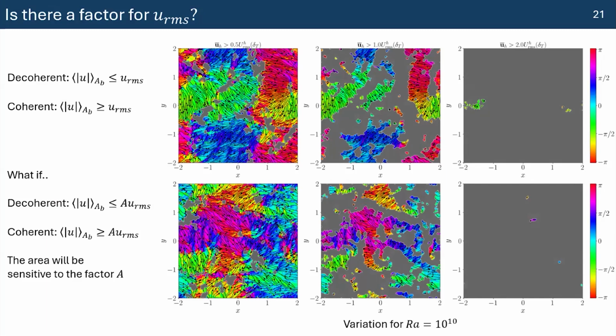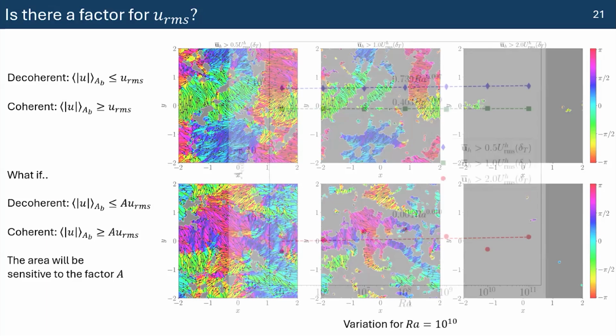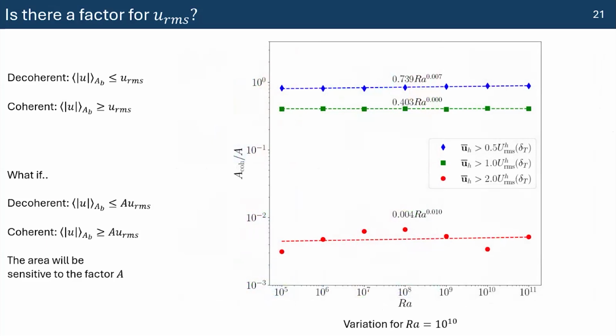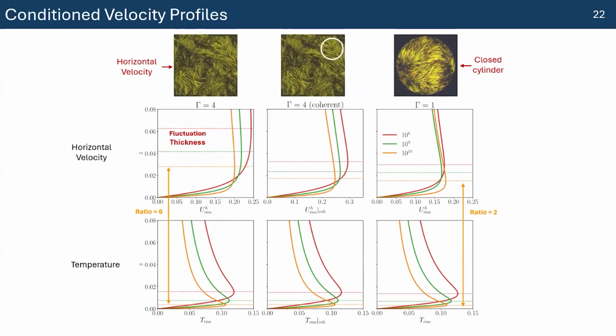We can clearly see that if we use a very high threshold, the entire plate will become plume-dominated. If we use a very low threshold, the entire plate will become shear-dominated, which is understandable. So using a unity factor with URMS is ideal for splitting the flow in the plate into shear-dominated and plume-dominated regions. But despite that, the area fraction still remains constant. Even if we change the factor, the area fraction is constant for all Rayleigh numbers, going from 10^5 to 10^11.